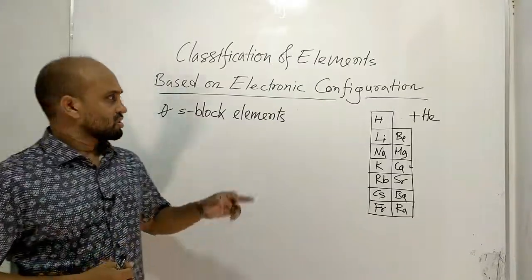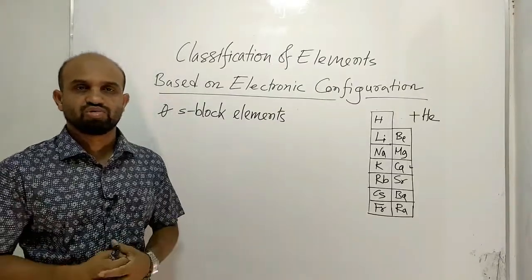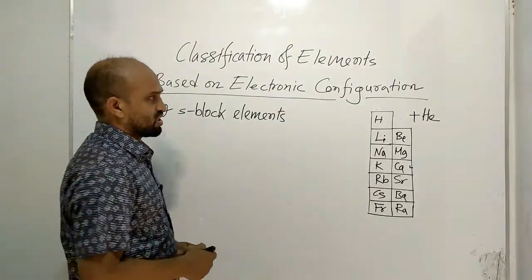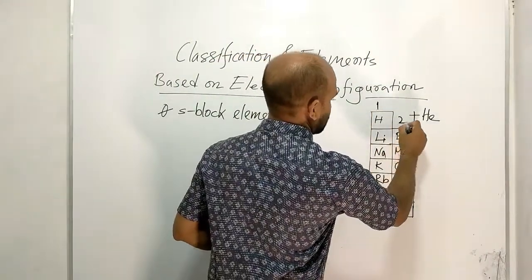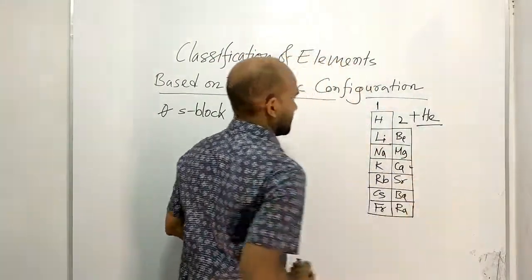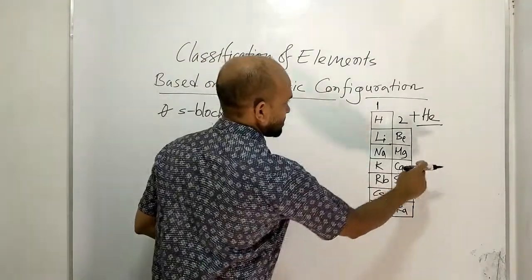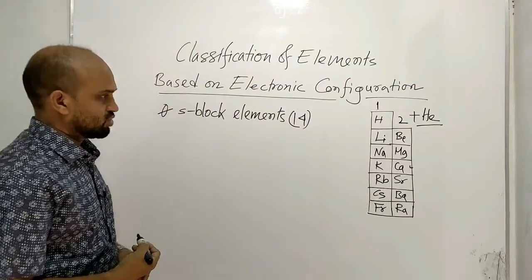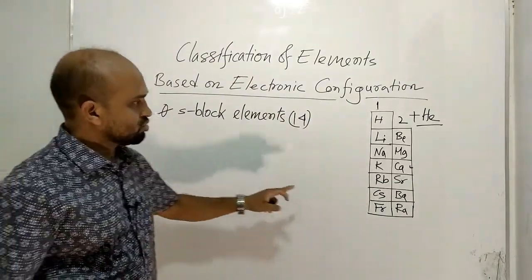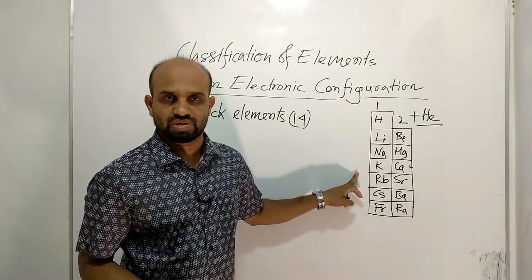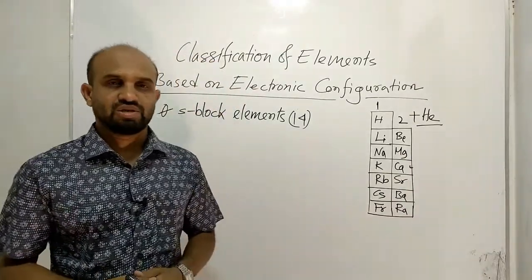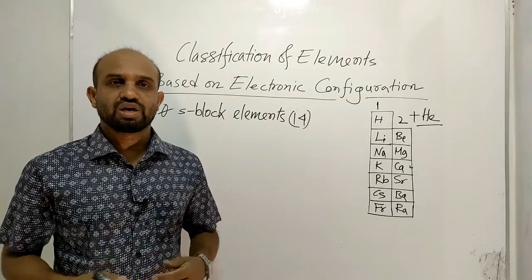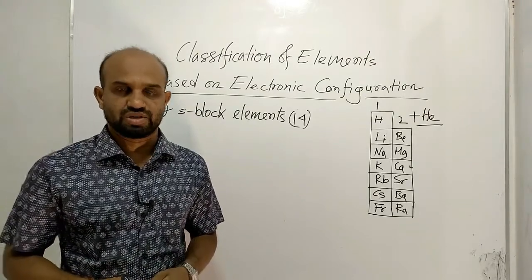Now the point is S block elements. Now we will see why these are S block elements. Elements of column 1 and column 2 including helium. So here 7, here 6 and another one. Total 14 elements are S block elements. Now we will see why these elements are called S block elements. Let's see first the definition of S block elements. The elements in which the last electron enters the S orbital in electronic configuration.